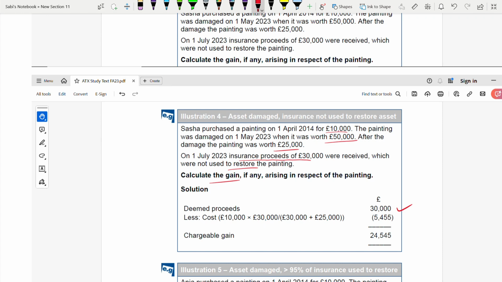It will be A divided by A plus B. A is the cost. So we purchased the painting for 10,000 and the insurance proceeds that you have received are 30,000. This 30,000 divided by 30,000 plus the painting when it was damaged was worth 25,000. That's why we added 25,000. We got the cost, deduct from proceeds and got the chargeable gain.